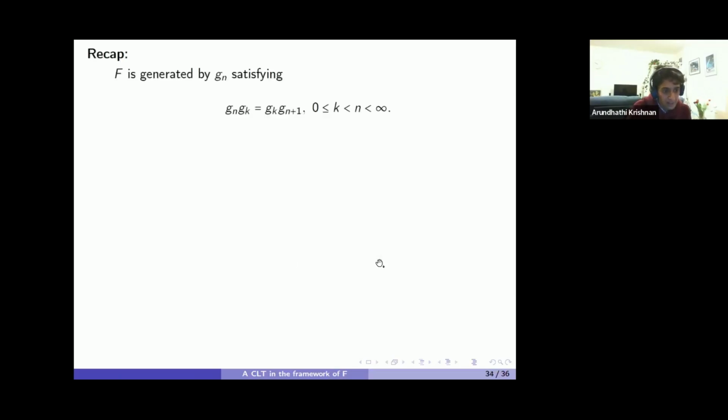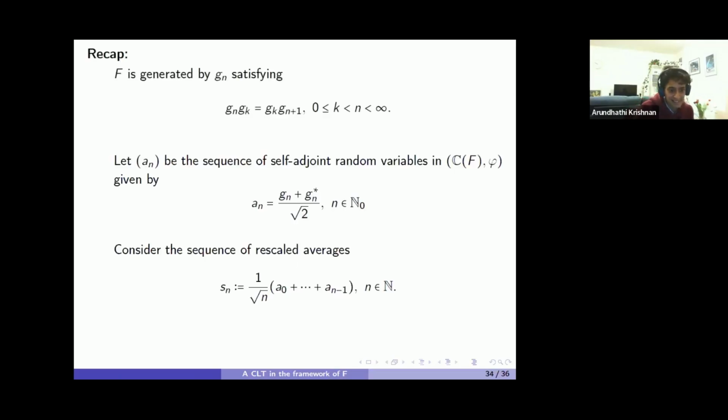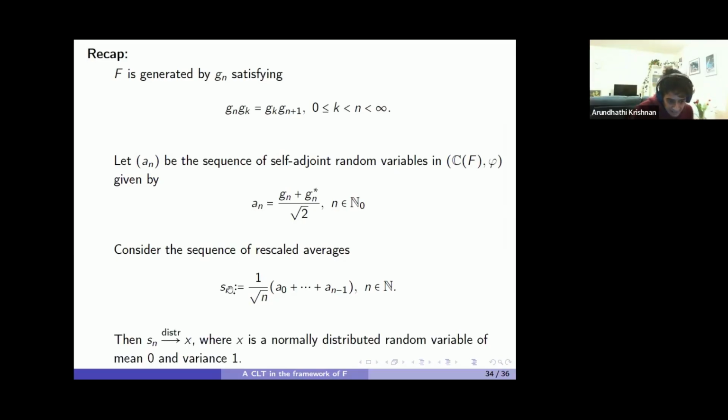So just a recap: F is generated by these generators satisfying these relations. You have a naturally defined sequence A_n which comes from the generators g_n. Then the sequence S_n, these rescaled averages, will converge in distribution to X, where X is a normally distributed random variable of mean 0 and variance 1.